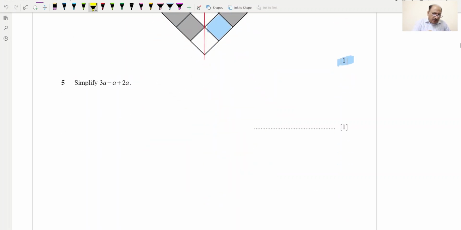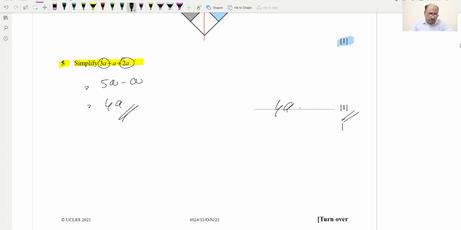Now question number 5. Question number 5 says simplify this. So for the algebraic expression we need to simplify, in other words, we have to add the like terms. So 3a plus 2a will be 5a, minus a, and this will be equal to 4a, and this will be our final answer for 1 mark.